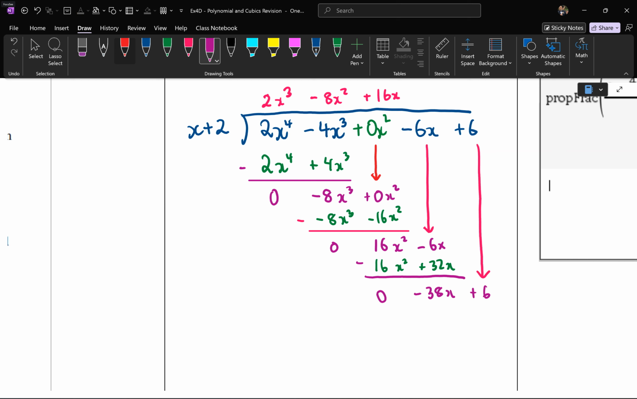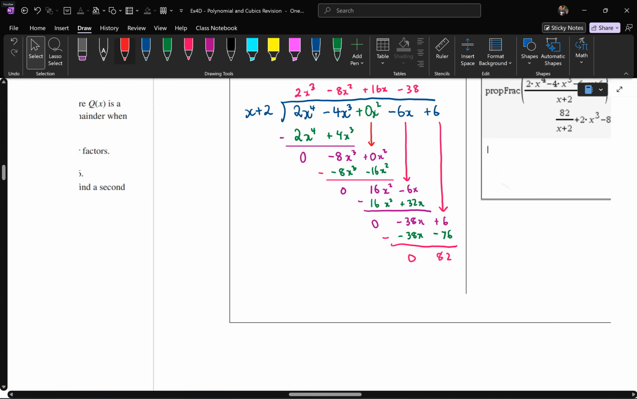And finally, what is the last one there? Let's go with Mia. Negative 38 is the only way to get a negative 38x. And then negative 38 times 2 is what? Negative, what's that? 78. No, 76. Yes. Find the difference. 0. And your remainder is 76 plus 6 is 82.